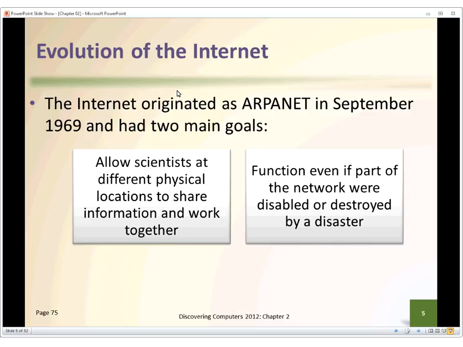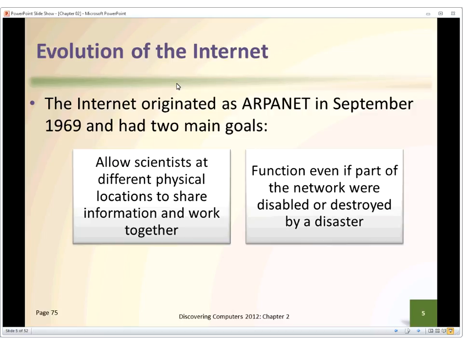And it was set up by the Department of Defense, the Army, the military, and it would allow scientists at different physical locations to share information and work together. So here in Silicon Valley, there were a couple of really important institutions, the Lawrence Livermore Lab out in Livermore, the Palo Alto and Stanford were part of that. And we wanted to make sure that this communication system could work and function even if part of the network were disabled or destroyed by war or disaster. Remember, in the 1960s, we were very concerned about the Soviet Union and nuclear attacks, and we wanted to have a system of communication that could withstand those kinds of events.